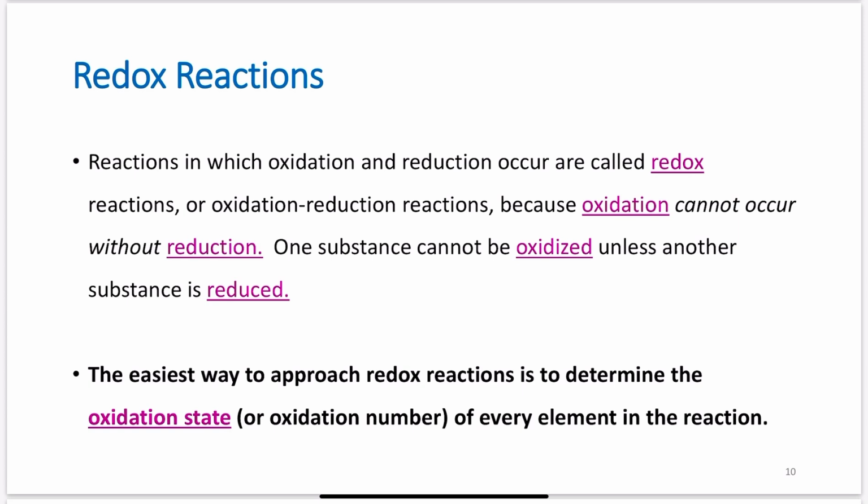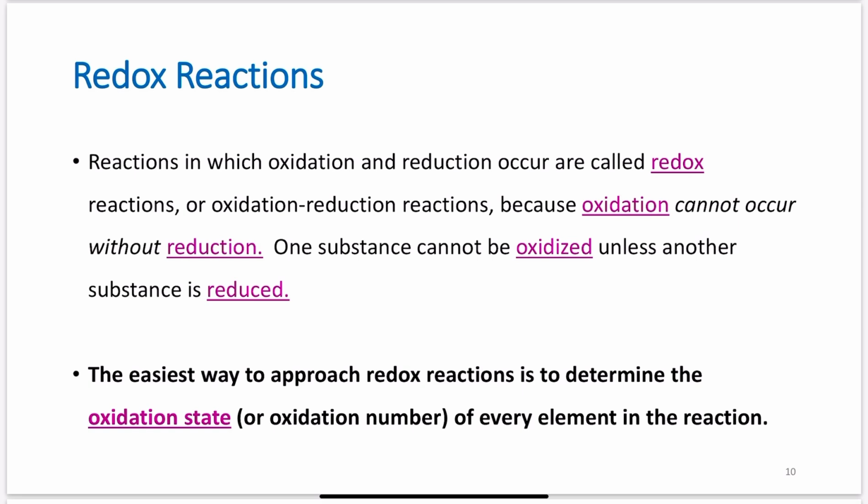Remember, oxidation is the loss of electrons. Reduction is the gain of electrons. If a species is losing electrons, those electrons have to go somewhere. If a species is gaining electrons, those electrons have to come from somewhere. We can't just lose things or gain things without them going somewhere or coming from somewhere. Law of conservation of mass still exists.